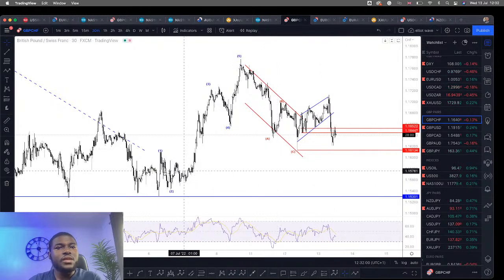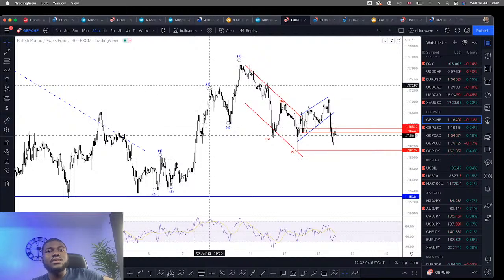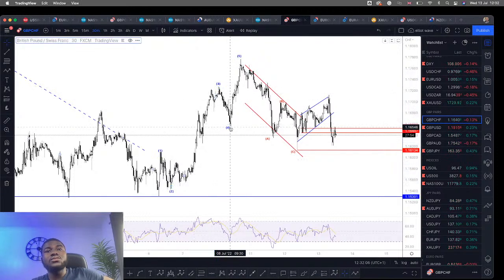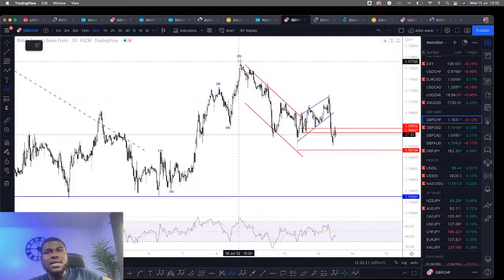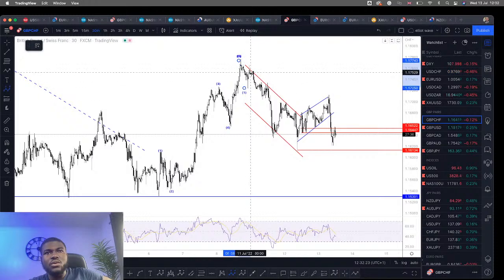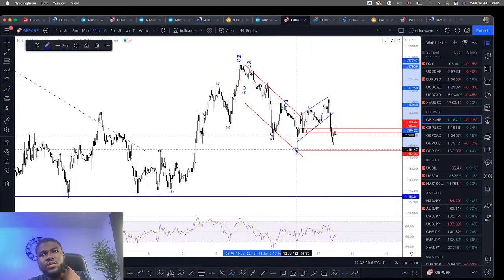So starting from here, I have wave 1, wave 2, and all of this is my wave 3 to the upside, then a correction of wave 4, and this is wave 5. What I anticipated was that this should be an ABC correction, but upon checking it on the lower time frame, I found out that it's an impulse, not an ABC pattern. So this is wave 1, this is wave 2, and all of this is wave 3, and this is wave 4, this is wave 5.